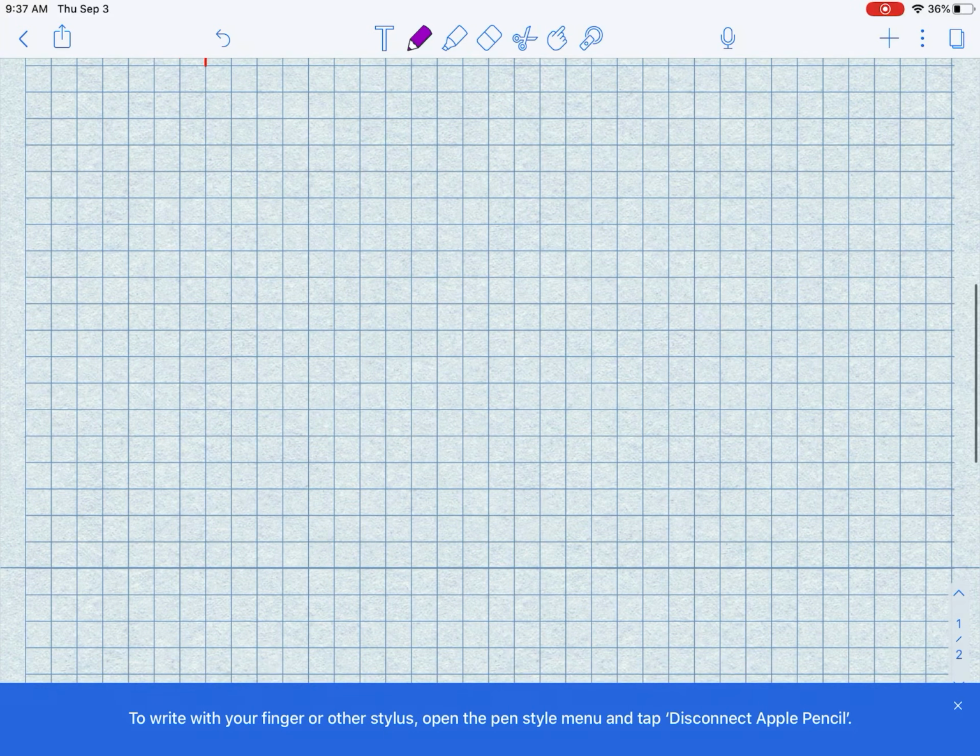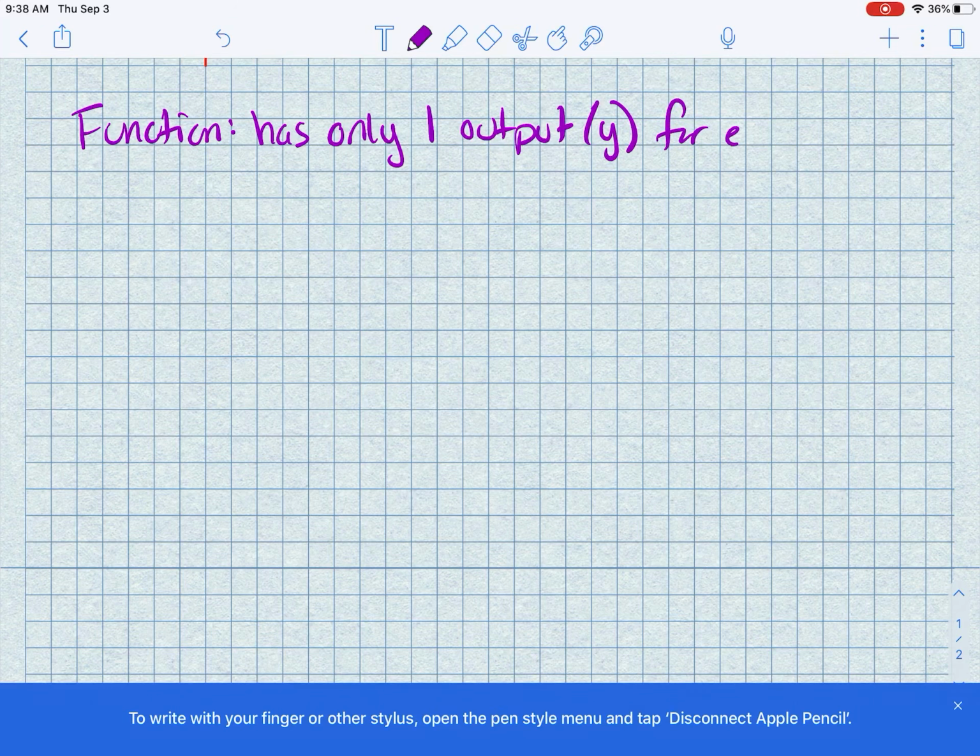All right, now that we've done that, let's talk about what a function actually is. So a function, okay? A function has only one output, or Y, for every X, or input. Okay, what does that really mean? That means your X's can't repeat. And your inputs and outputs will make more sense as we get into this a little bit more.